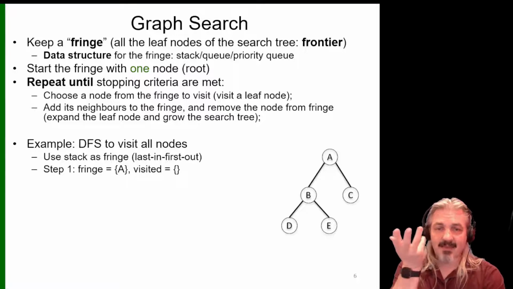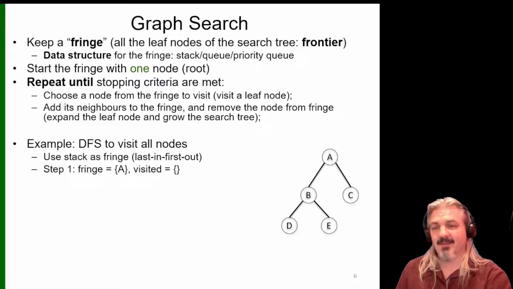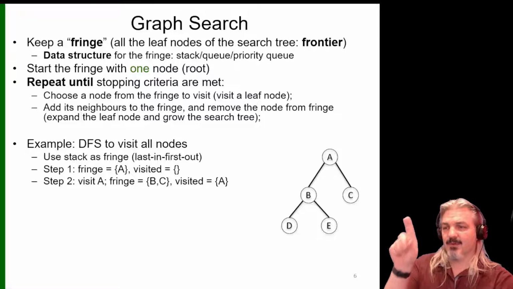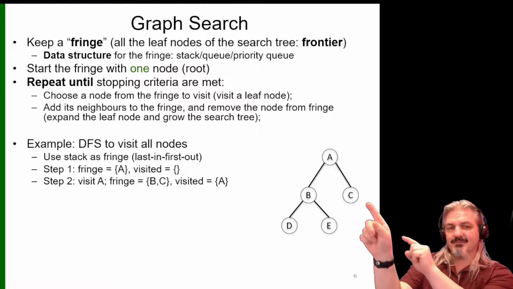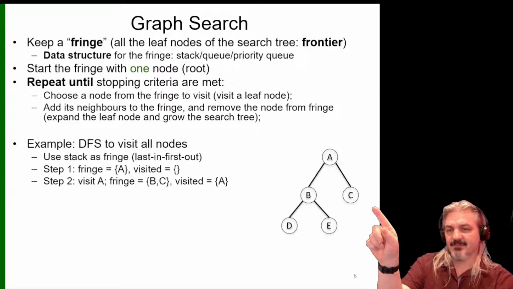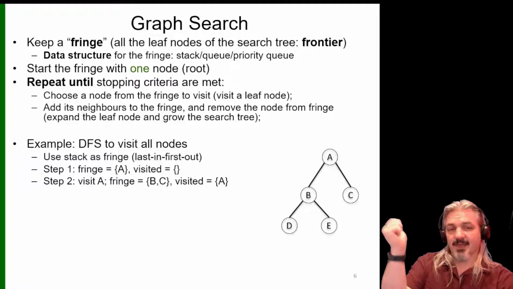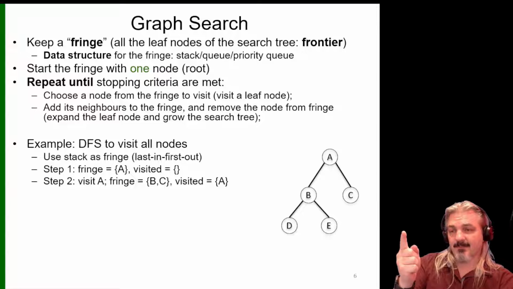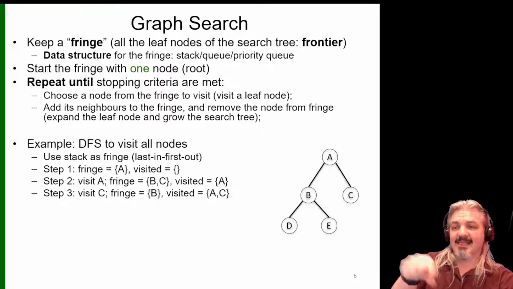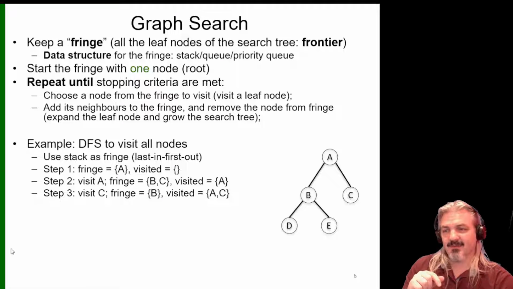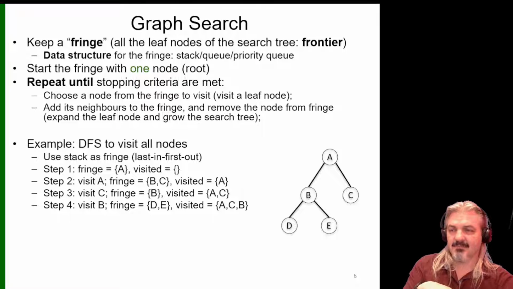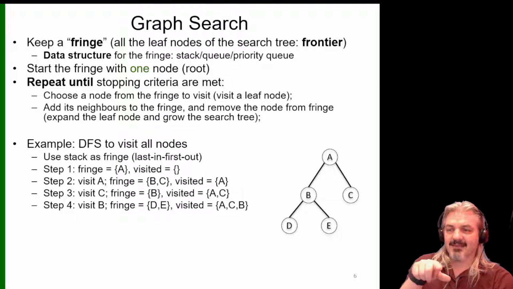We start with A at the top there, and then we go, okay, well, we visit A, and we add B and C to the fringe. Now, we add B first, then we add C. We take C off because that's at that end of the fringe, and now we've visited A and C. And now we add any children of C.